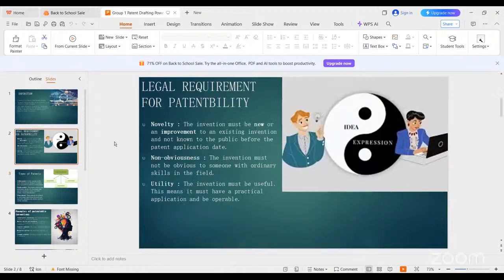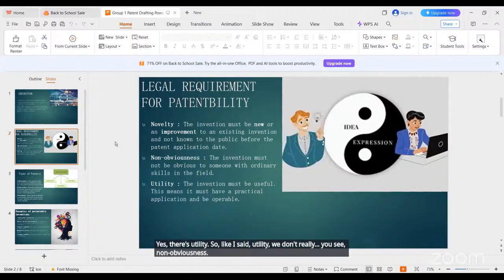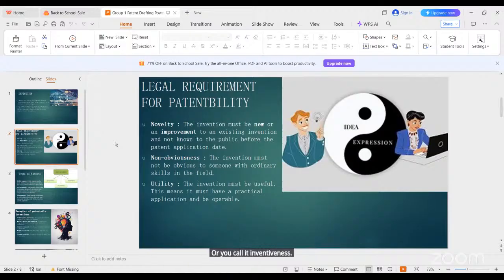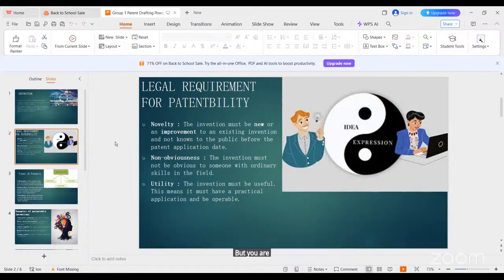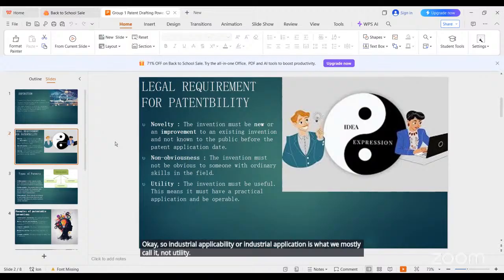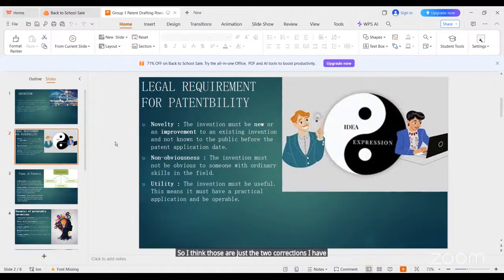Yes, there's utility. So like I said, utility, we don't really call it that. Non-obviousness can still pass, or you call it inventiveness. So basically in Nigeria, we majorly use inventiveness, but non-obviousness is also acceptable. But you are hardly going to see utility. Instead, you are going to see industrial applicability. Industrial applicability or industrial application is what we mostly call it, not utility. So I think those are just the two corrections I have so far. Thank you for the presentation.